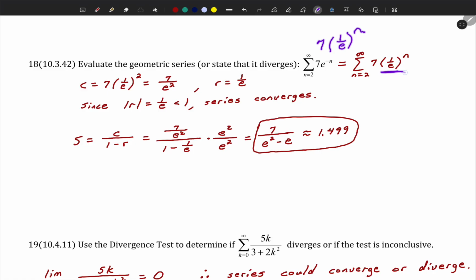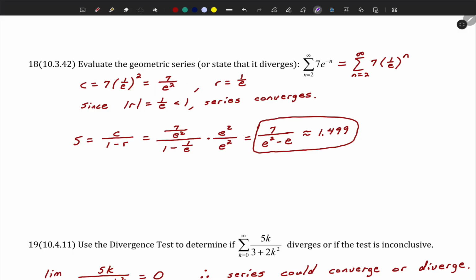This makes it more obvious that each term after the very first term is going to be multiplied by an increasing power of 1 over e. Well, okay. Now, the first term of a geometric series is what we call c. c is just the first term. Well, the first term in this series starts at n equals 2. So that's why I've plugged this in right here. My first term is going to be 7 times 1 over e quantity squared, and that's going to give me 7 over e squared. That's the first term of this series.